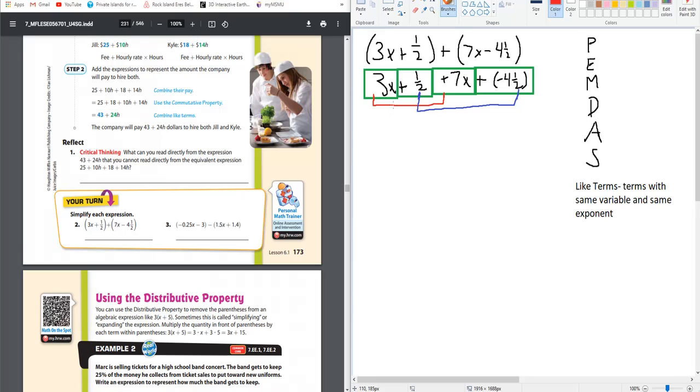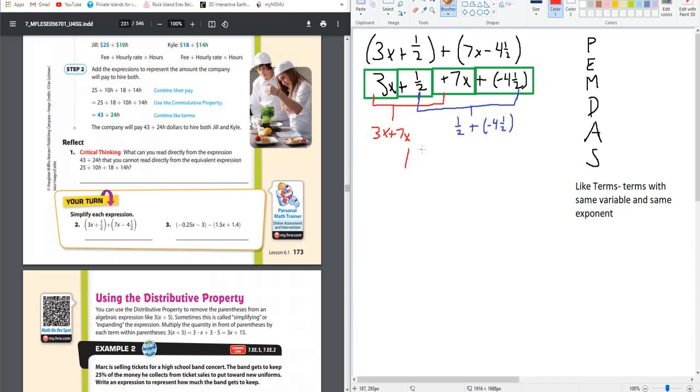So if I were to work these out, only like terms can interact with each other. If they are not like terms, they cannot add or subtract. They can multiply and divide, but we'll go over that. So we have 3x plus 7x. And here we got positive 1 half. And then we got plus negative 4.5. Okay. If you're having issues with plus negatives and minus positives, things like that, come to office hours. We'll go over it. We'll practice. Because you should be decently comfortable with stuff like this by now.